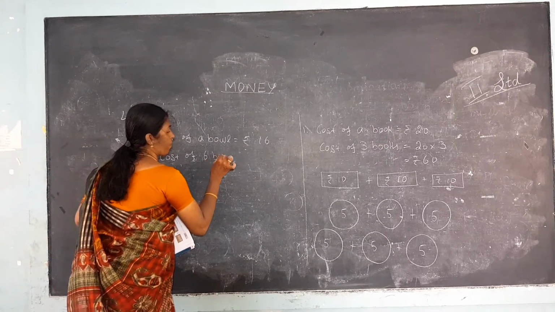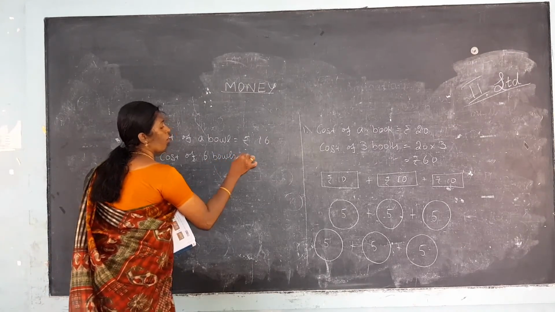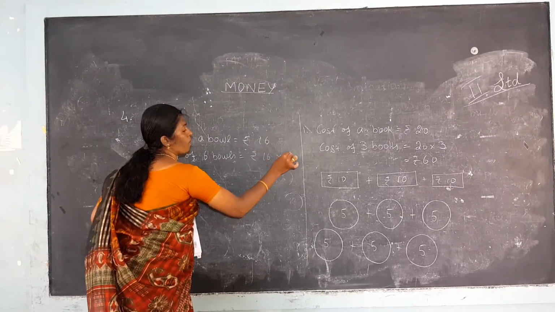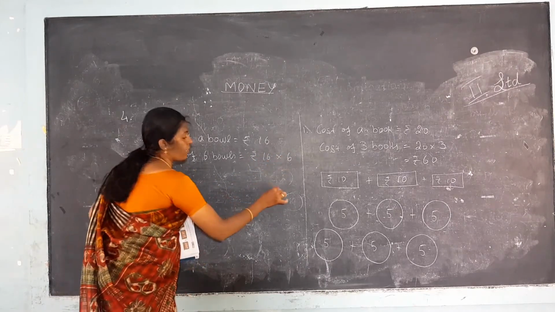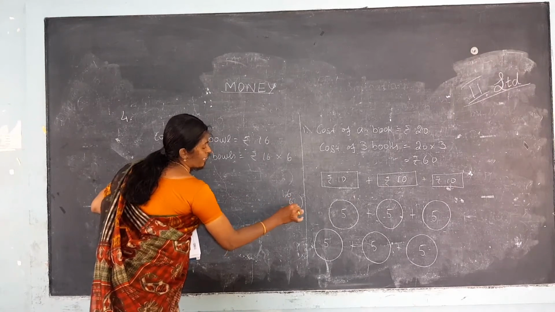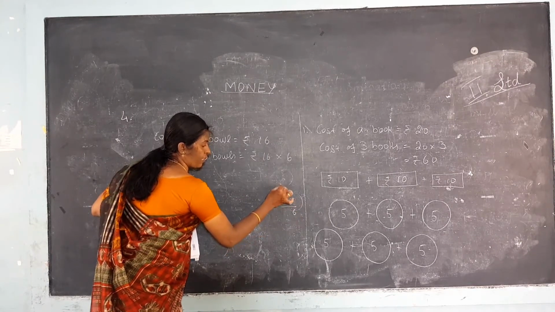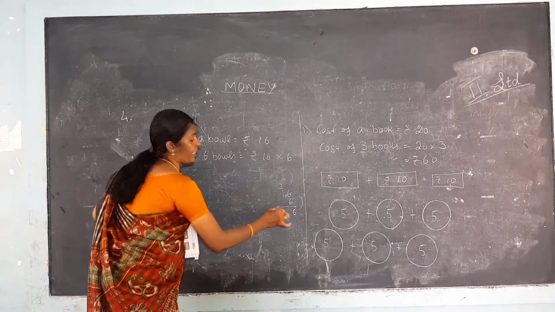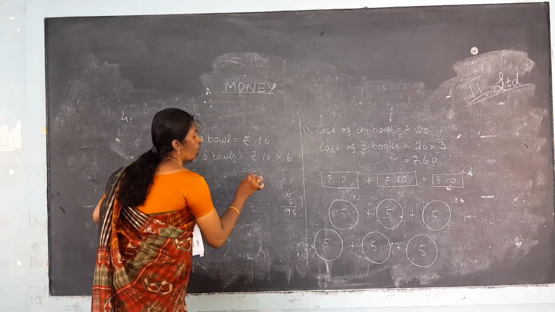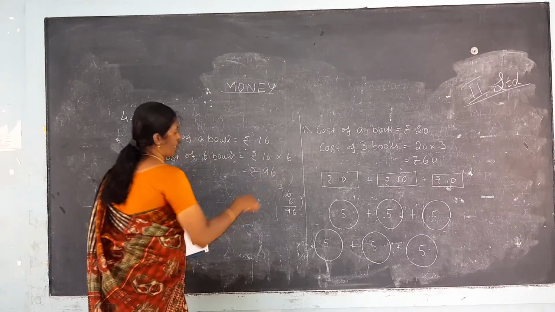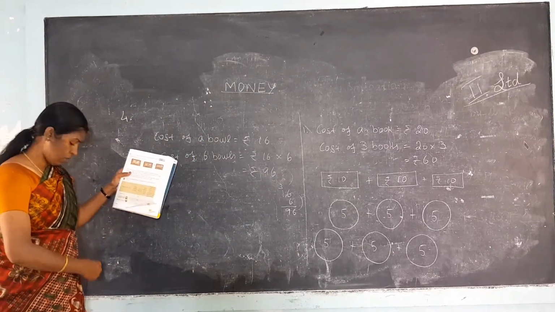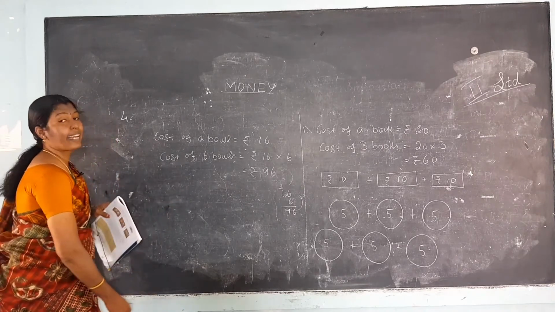6 bowls equal to how much? 16 rupees into 6. Then you multiply: 6 6s are 36, write 6 and carry 3, 6 1s are 6, 6 plus 3 is 9. So 96 rupees. 6 bowls cost 96 rupees, and we have to see the denominations of 96 rupees.